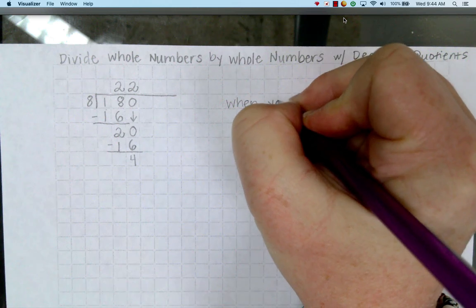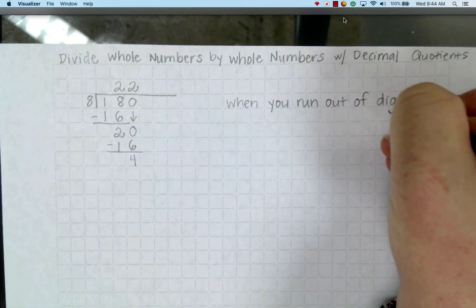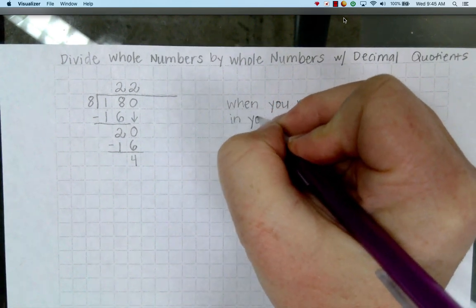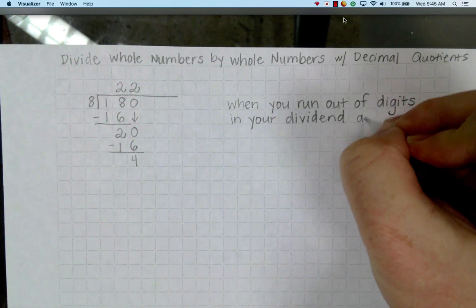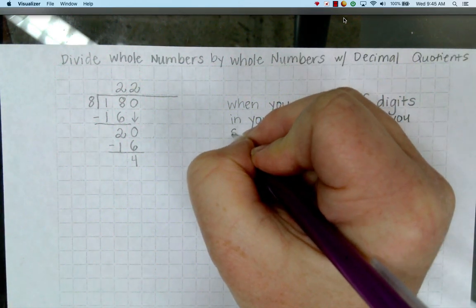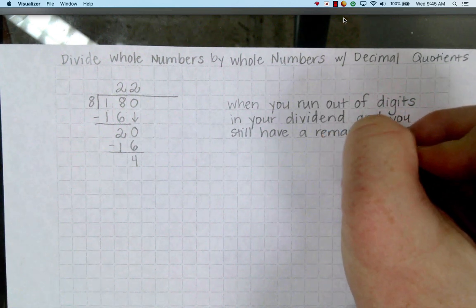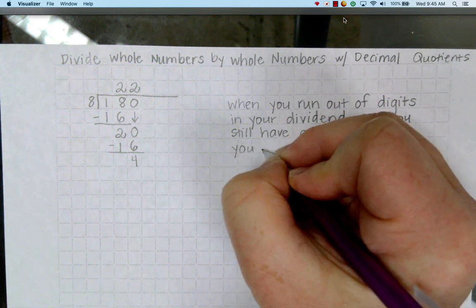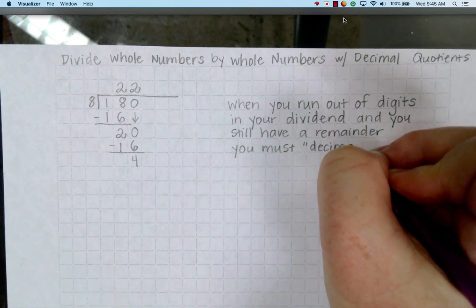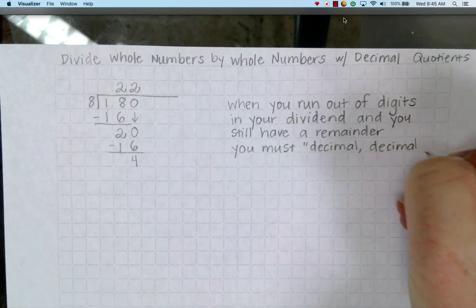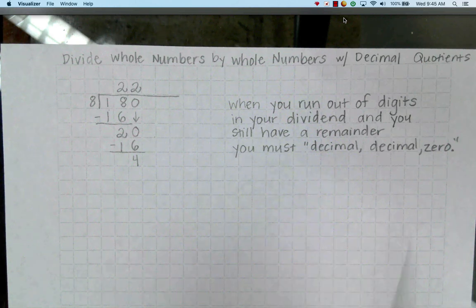When you run out of digits in your dividend, and you still have a remainder, you must add, I'm going to put in quotes because we're going to say this, "decimal, decimal, 0." Okay, finish writing that down. I'll give you a second. And I'm going to tell you what this means when we say decimal, decimal, 0.